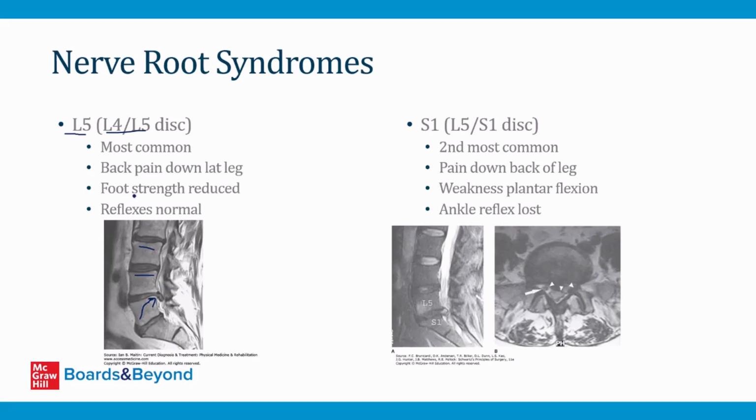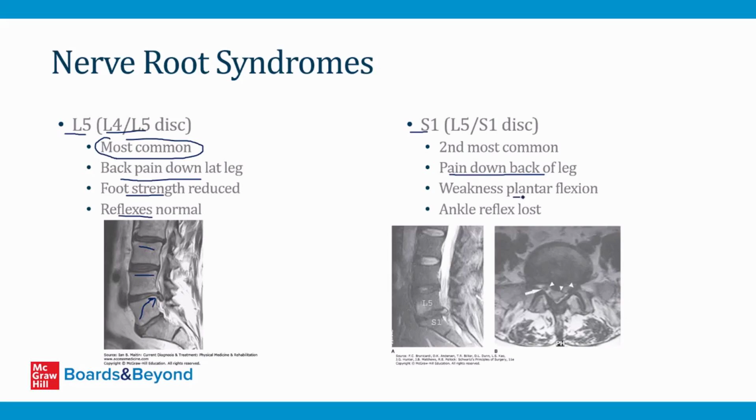When this happens, you're going to get back pain radiating down the lateral side of the patient's leg, on whatever side has the nerve root that's impinged upon. The foot strength will be reduced, but you will have normal reflexes in the lower extremity, including the ankle reflex. So this is the most common nerve root syndrome and definitely one you want to be familiar with. The second most common nerve root syndrome is at S1. When this happens, patients complain of pain down the back of the leg, not the side of the leg like you get with L5.